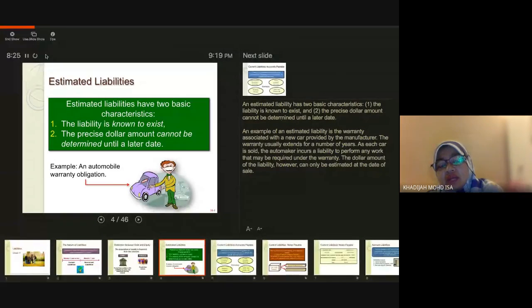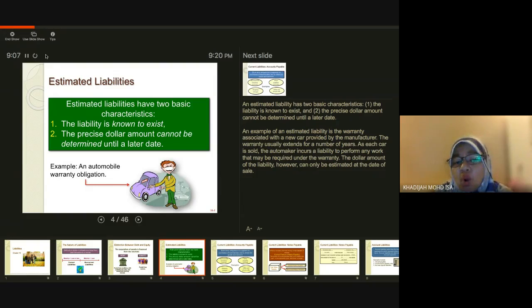So for example, in this case, you're talking about a company that sells a motor vehicle. Normally when you sell a few things, it comes with a warranty. It means that if the product malfunctions, for example, or is faulty, and of course it must be a manufacturer's default, for example. So all this comes with a warranty.